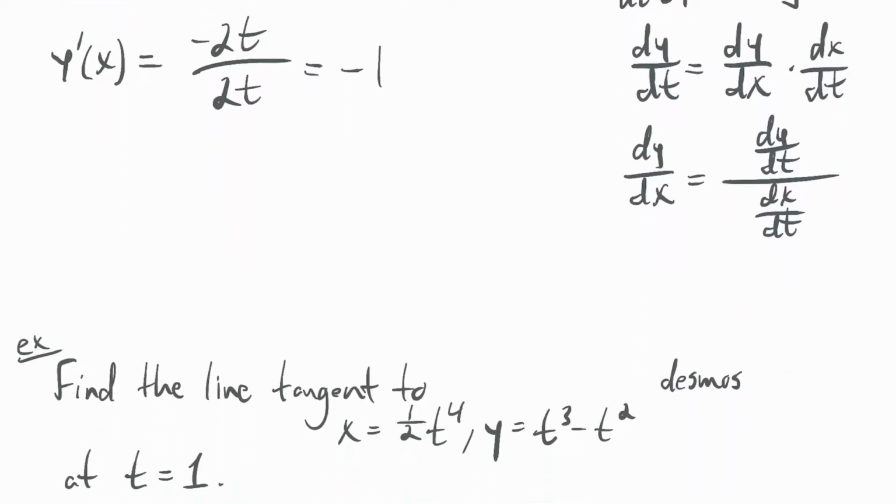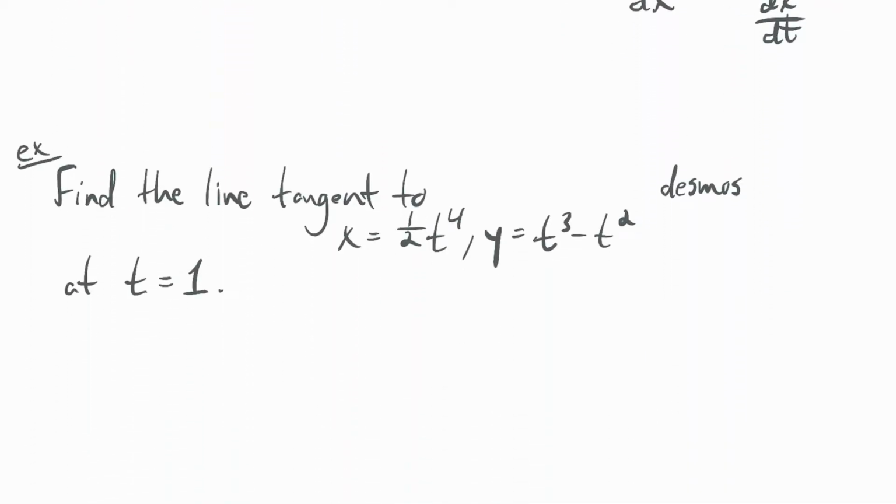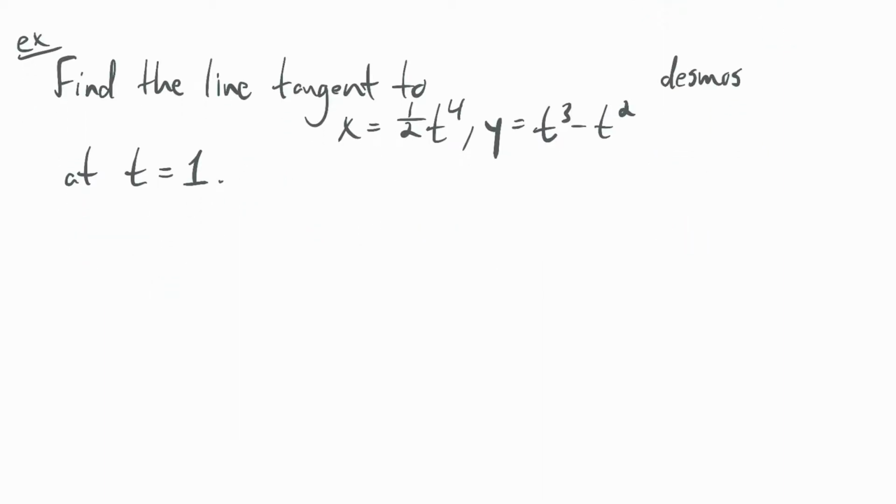So what's next? Oh, and I put a notice on some of these examples. I have a Desmos graph set up for these. So we're going to find the line tangent to x equals 1/2 t to the fourth, y equals t cubed minus t squared at t equals 1. Let's go ahead and look at the graph of that real quick.